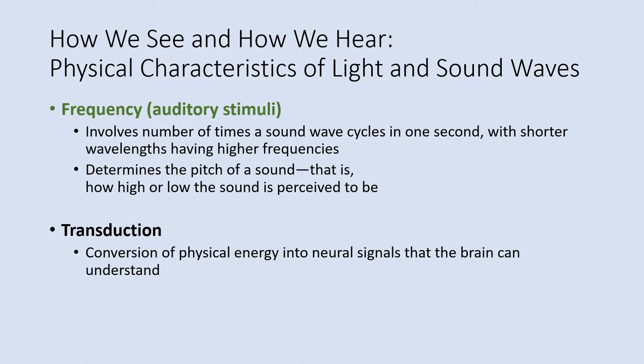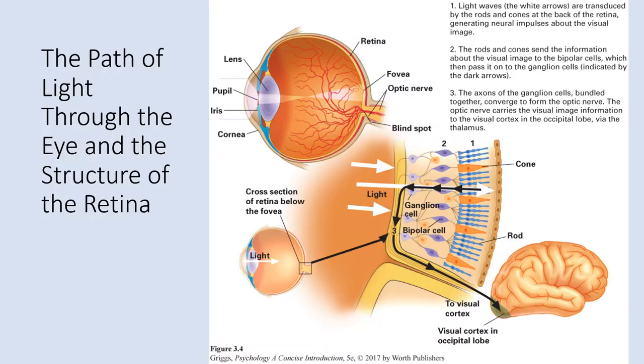Now remember, our ears and eyes begin the process of transduction, that is, the conversion of physical energy into neural signals that the brain can understand. Here's a diagram of the eye. First, light waves, the white arrows, are transduced by the rods and cones at the back of the retina, generating neural impulses about the visual image.